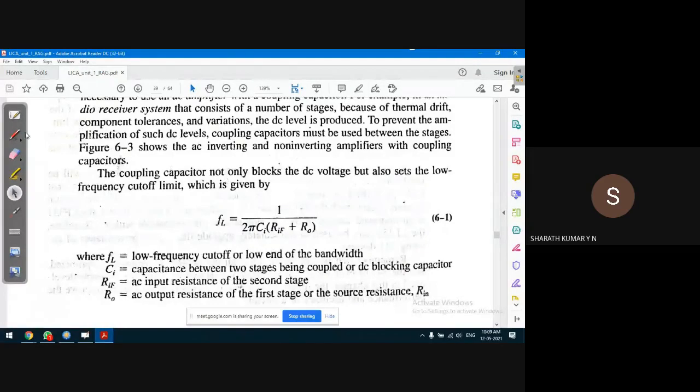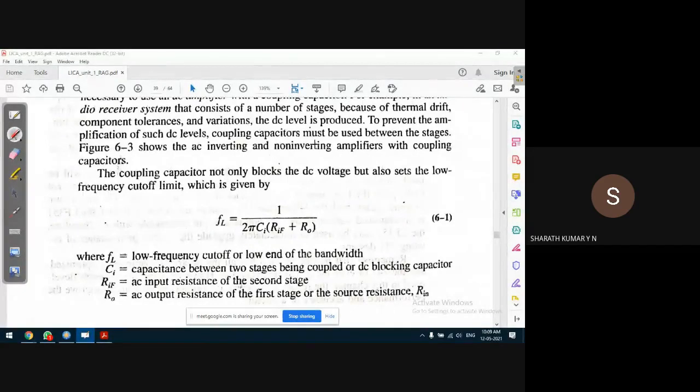So such AC amplifiers prevent the amplification of such DC levels. That is, if a coupling capacitor is used, the DC levels can be minimized. So coupling capacitors are used between the stages. That means when multiple op amps are interfaced.